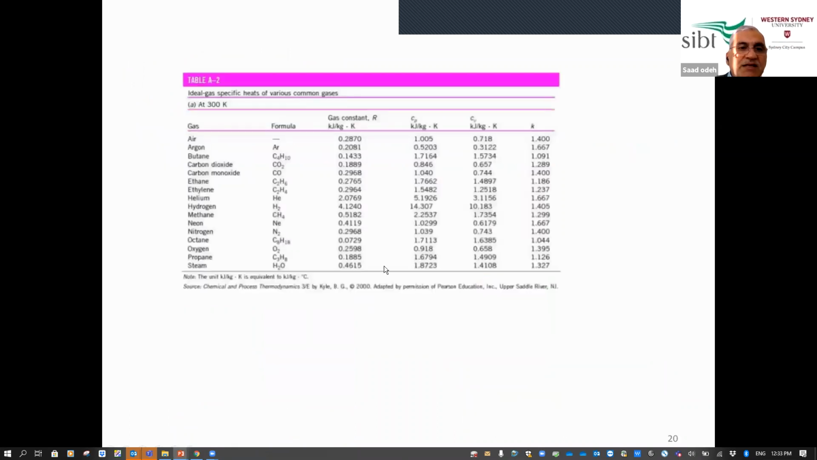So let's say this is table A2. As you can see, table A2 has the R value, the CP value, the CV value, and the K value. So all of them are given in tables. In the question, if you don't find any of these values, you can always refer to this table A2, and you can find the constants for each gas. Okay.